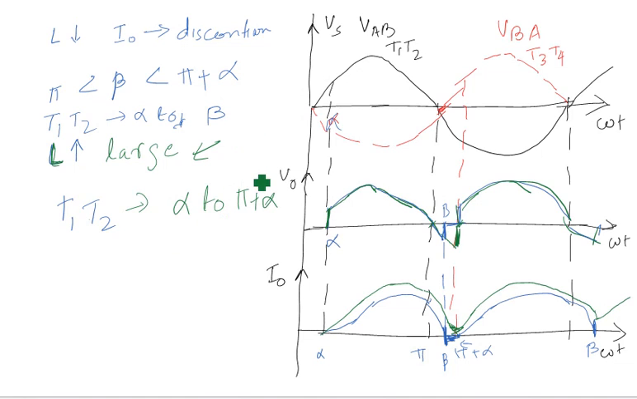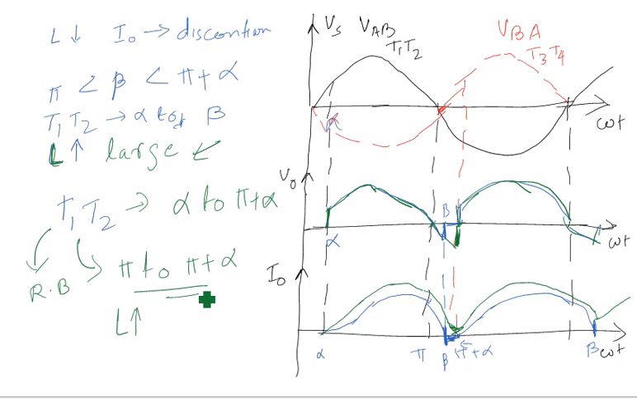Beta does not come. What is the beta point? Beta lies between pi and pi plus alpha. During pi to pi plus alpha, T1 and T2 are reverse biased, but still conducting because the inductor has large stored energy, so it has to dissipate its energy back to the source. That's why it is conducting during this period. I hope it is clear.